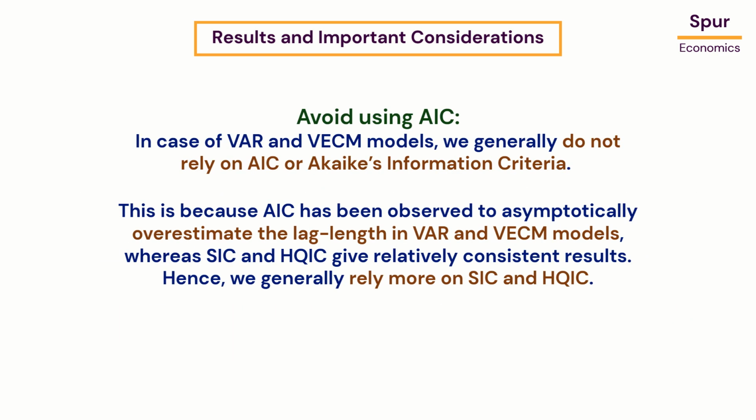In case of VAR and VECM models, we generally do not rely on AIC or AICc information criteria. This is because AIC has been observed to asymptotically overestimate the lag length in VAR and VECM models, whereas SIC and HQIC give relatively consistent results. Hence, we generally rely more on SIC and HQIC.